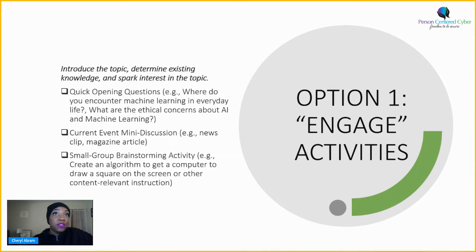Brainstorming activities. Actually create an algorithm, okay, to get a computer to do something. And you might hear, well, what's an algorithm? Well, what process do you use in the morning when you get up to get dressed and ready for work? What do you do first? What do you do second? What do you do third? Just do that. Create an algorithm, a step-by-step guide for how you would get something to do something, okay?